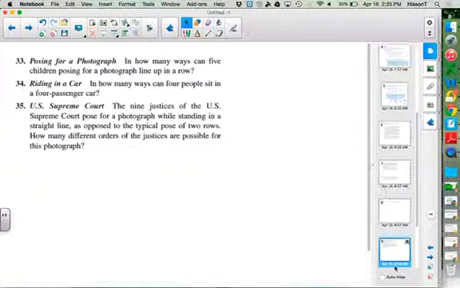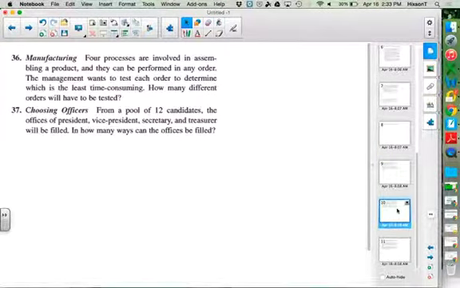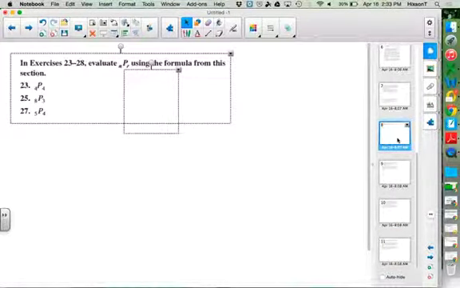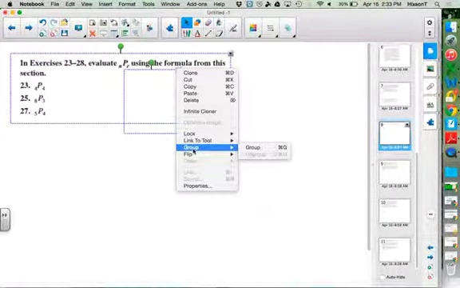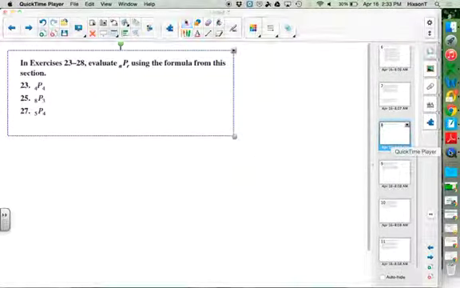And then 33, 34, 35. And 36, 37, 38, 39, 40. There's a lot of these. Once you get the hang of them, though, they should go relatively quickly. I want you guys to make sure that you are getting the idea here at the beginning. All right.